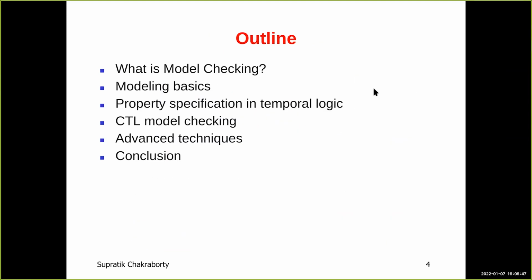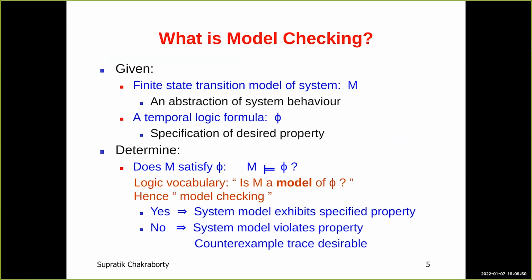And we would like to answer questions about that. Given a finite state transition model of a system, given a temporal logic formula which specifies some desired interaction between perhaps internal components of the system, maybe with the environment of the system, does M satisfy phi? Is M a model of phi? That's why it's called model checking. If the answer is yes, then we know that the system model exhibits the specified property. If the answer is no, then we typically get a counterexample trace, which actually demonstrates how the system can be forced to violate the property.